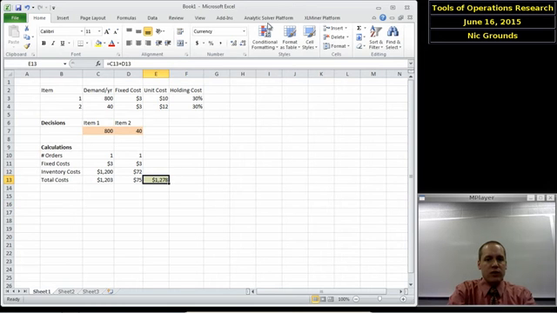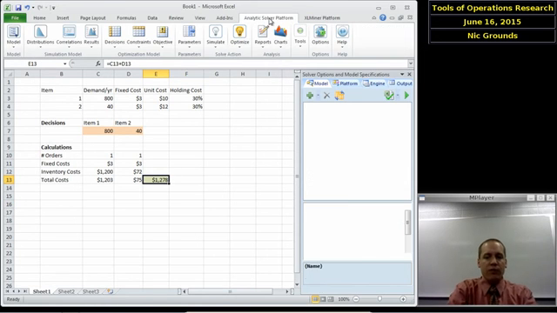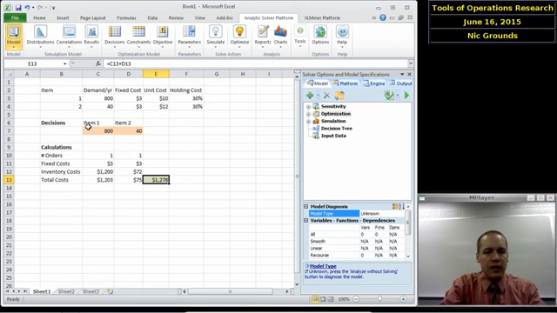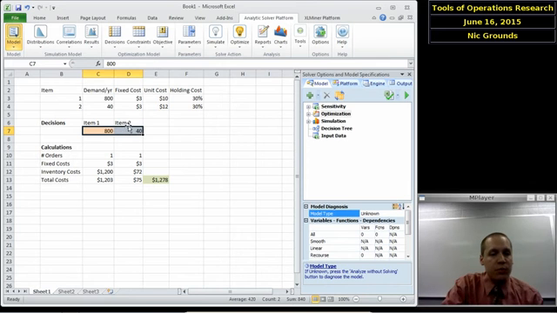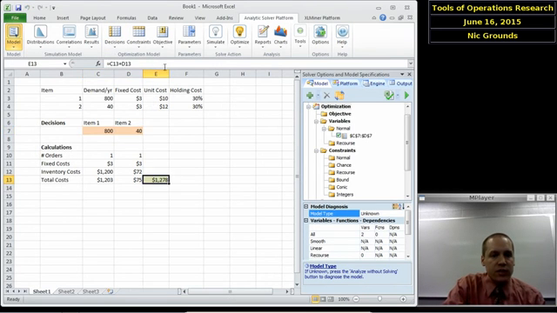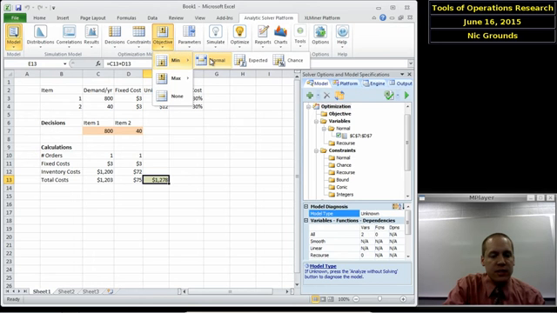So let's use Analytic Solver Platform and set up the optimization problem. So here are our two decision variables. Here is the objective we want to minimize.